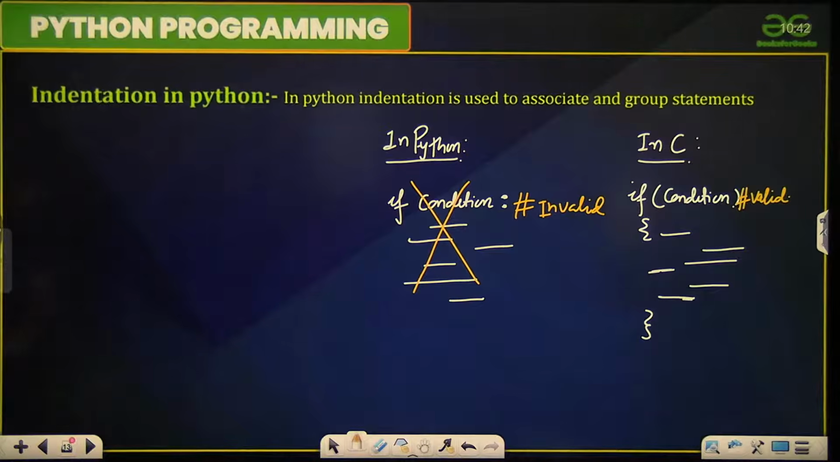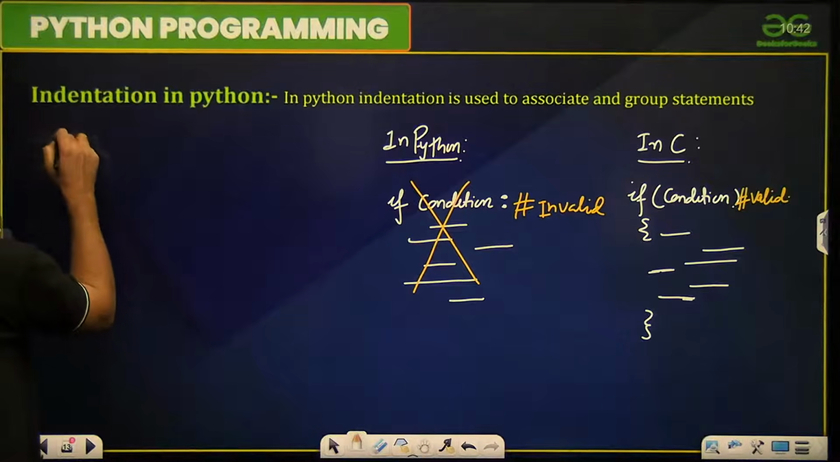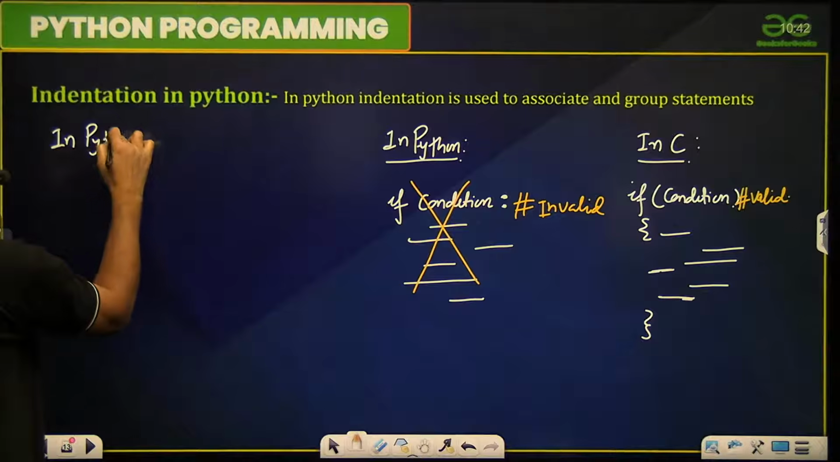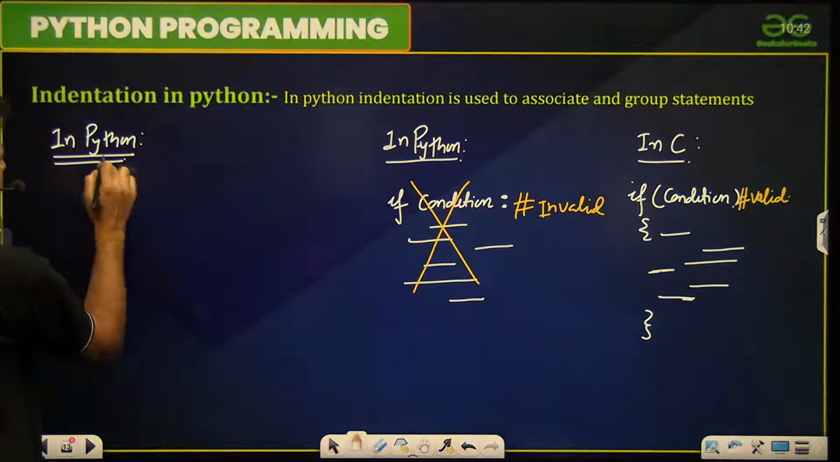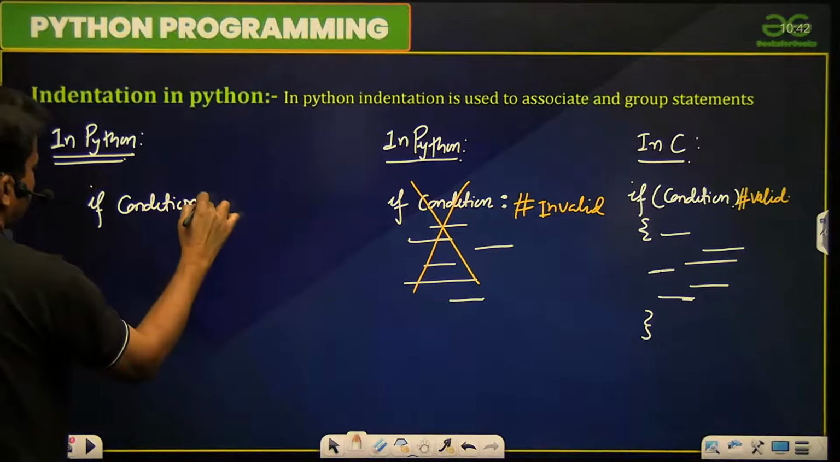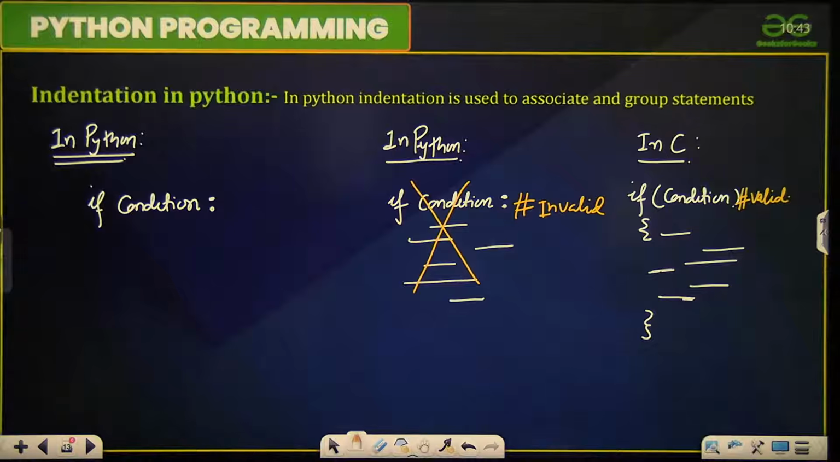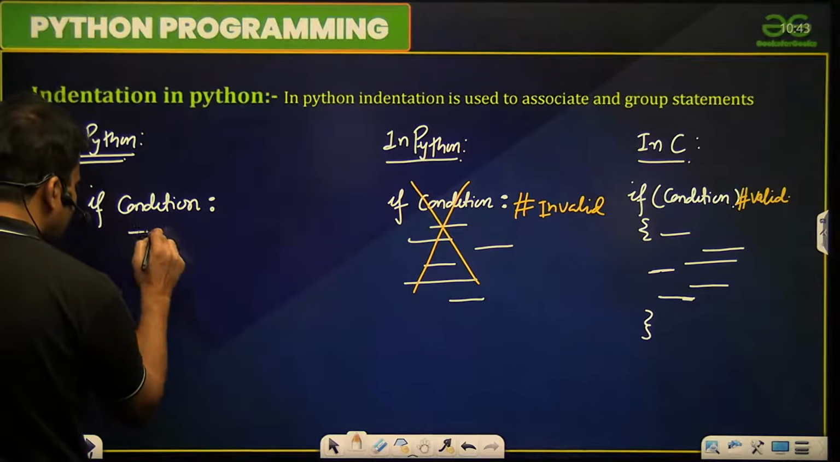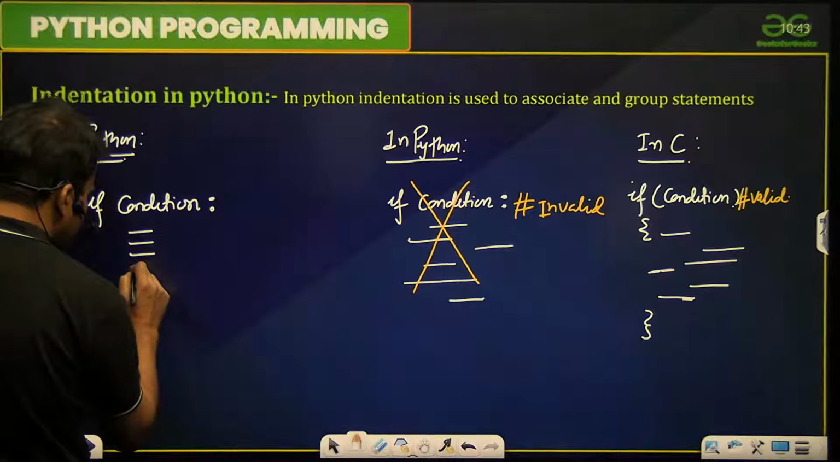Indentation in Python means spaces or tabs that are added at the beginning of a line of code to define a block, right, student? For example, use tab spaces, student, space or tab, but the same tab. So I want to define this if block, so all in the same tab.